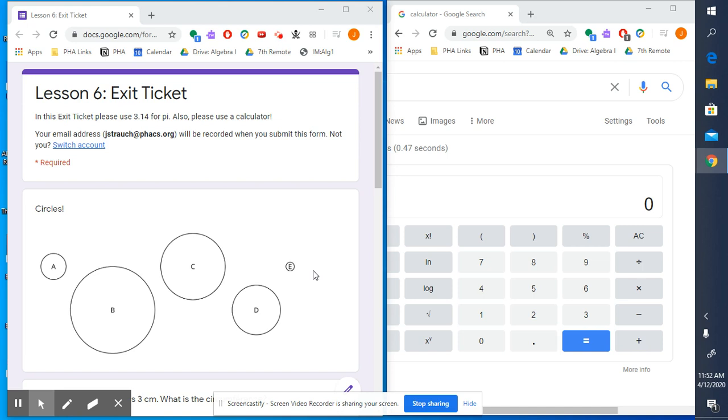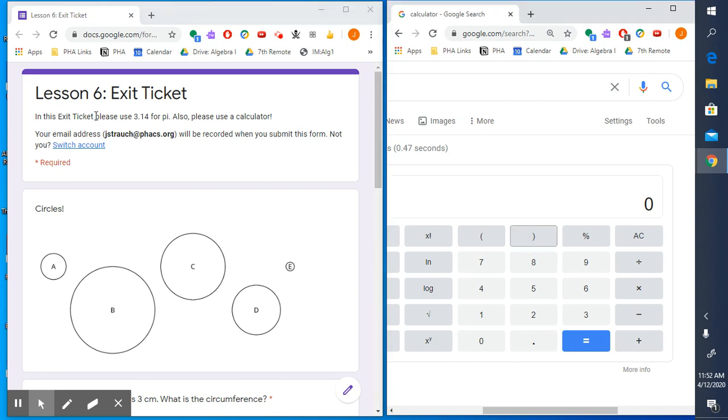All right, so I'm looking at the lesson 6 exit ticket, which is about going from the diameter to the circumference and the circumference to the diameter. I've got the exit ticket over here on the left, and then I've got a calculator over here because I'm going to need a calculator for this.